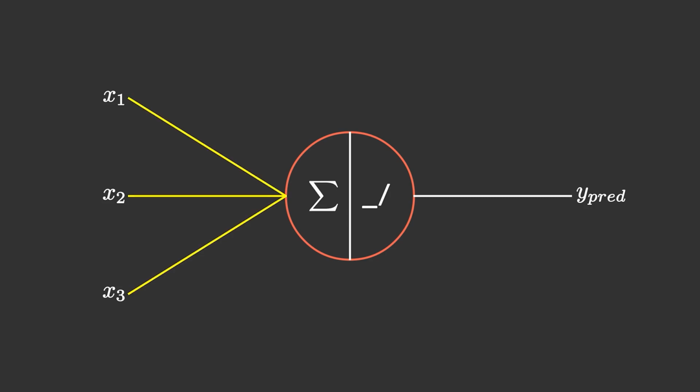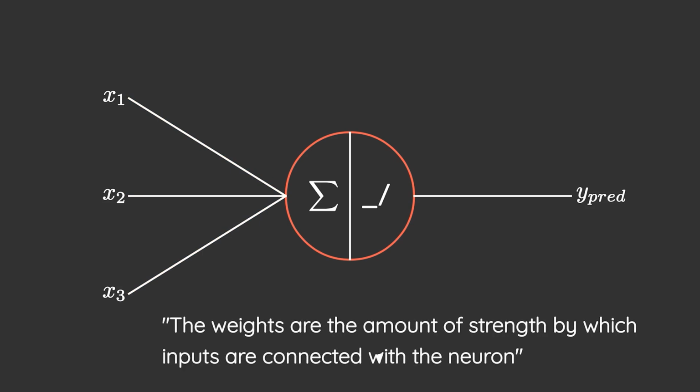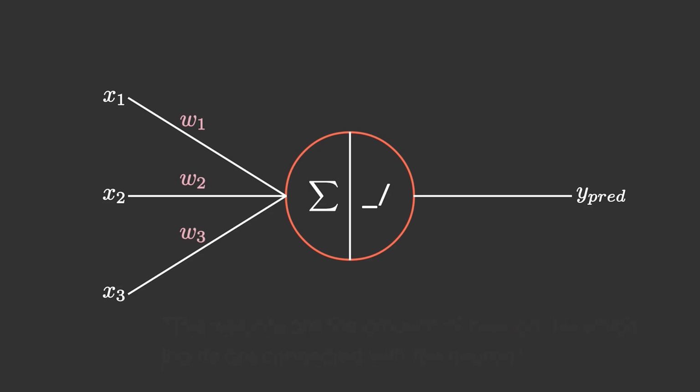First of all, what is this string-like structure here? It is not just for fashion. They are the weights of our neuron. The weights are the amount of strength by which inputs are connected with the neuron, and they are denoted as W1, W2, W3 as follows. But what do I mean by strength? Let's discuss that with a simple example.